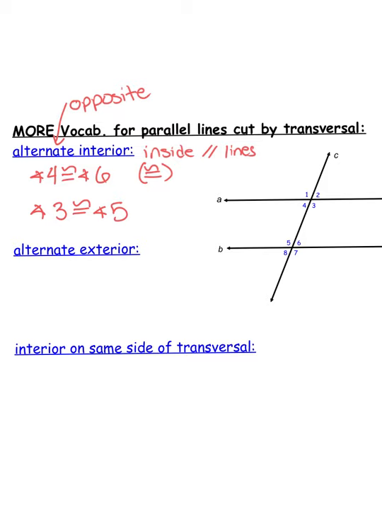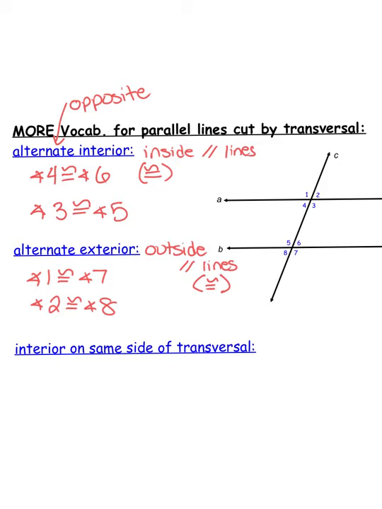Now similar, alternate exterior means outside. Think exterior house paint. It's for the outside of your house. So exterior means outside the parallel lines, and they too are congruent. So if I look outside the parallel lines, angle 1 is congruent to angle 7. And angle 2 is congruent to angle 8. Again, notice they are on opposite sides of the transversal and outside the parallel lines.